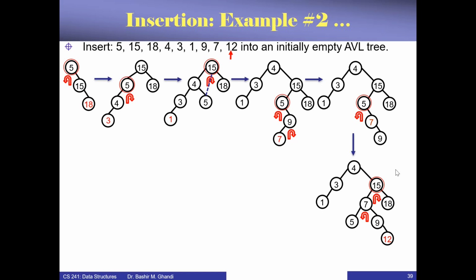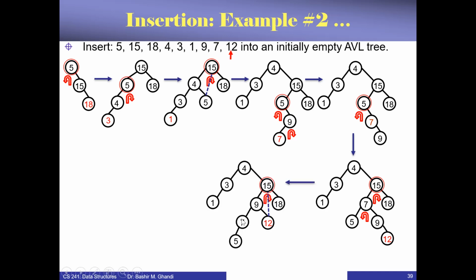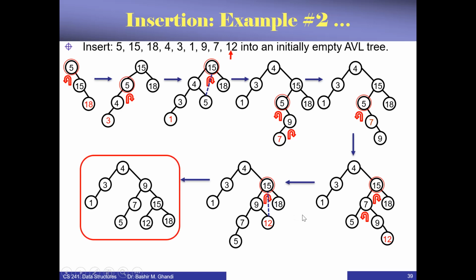So if we do the left rotation, 9 will move up to replace the 7, and 7 will go down to become its left. Finally, we still need to do the right rotation on 15, and to do that, 9 will move up to replace it. 15 will go down to be its right. Its current right will become the left of 15. So the final answer is this.